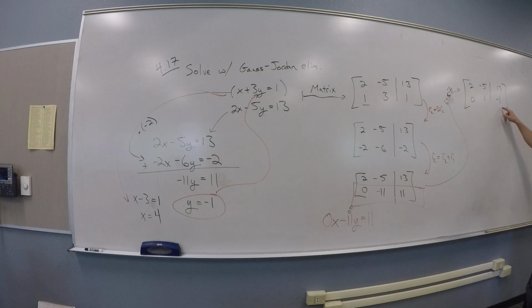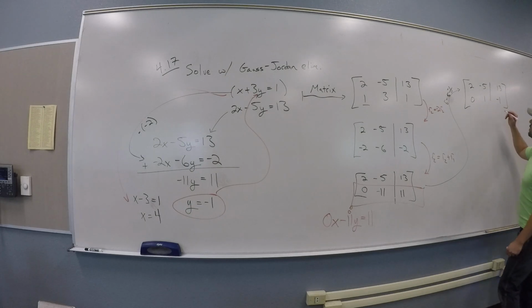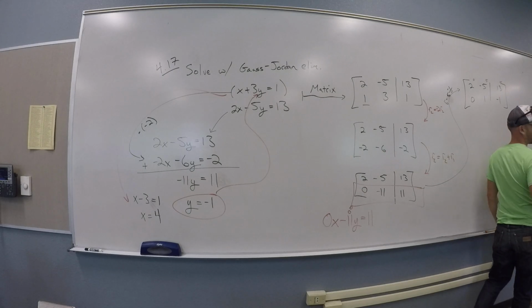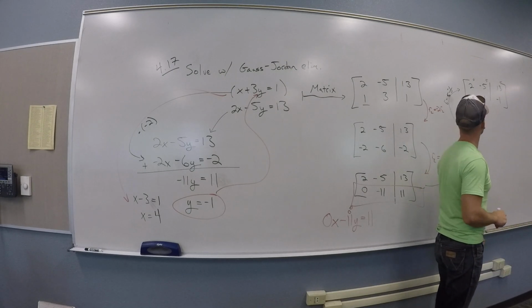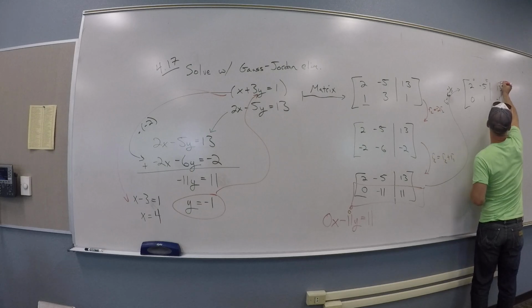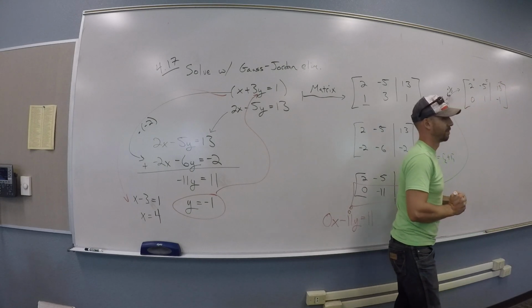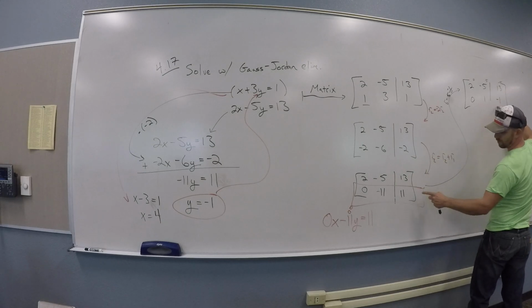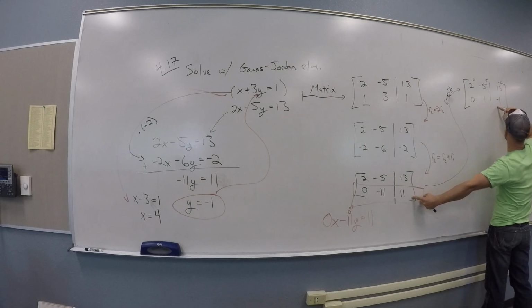And then once you're here, you can say, okay, so if I take this second row and multiply that row by 5, I'd get 0, 5, -5. Perfect. Thank you. How'd you get that bottom row? The second row? So the second row came from taking this second row and dividing by -11.